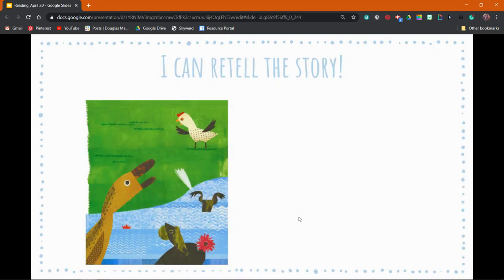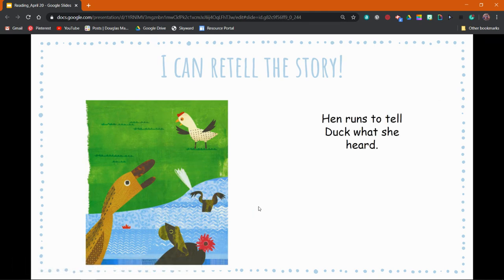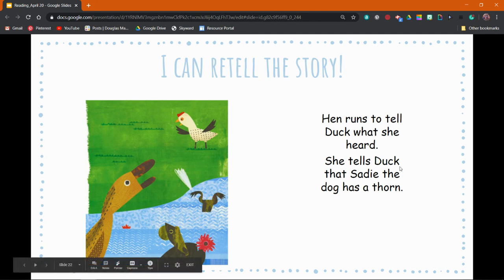Go to the next picture on your paper. It's this picture of Duck. So what is happening here? Well, Hen runs to tell Duck what she heard. She tells Duck that Sadie the dog has a thorn. All right, so now it's your job to look at the rest of those pictures and tell somebody the story of Hen Hears Gossip using those pictures.